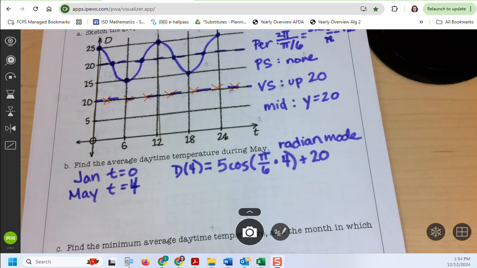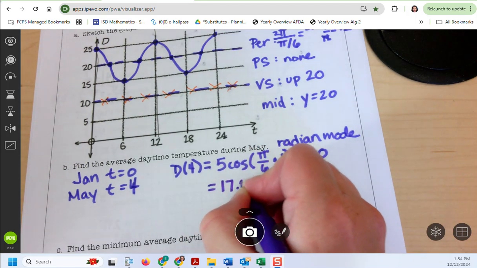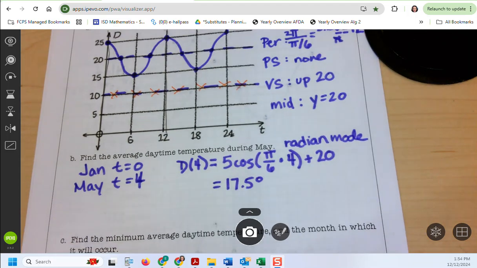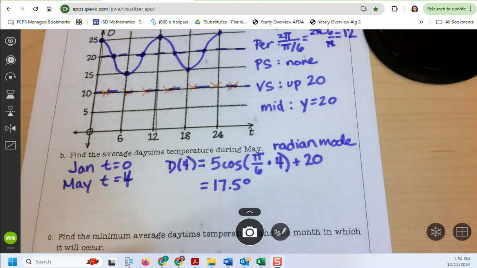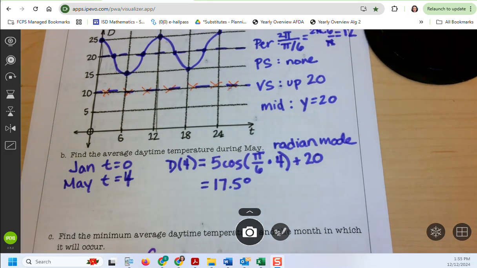All right, are you guys getting 17.5? Okay. All right, last one says find the minimum average daytime temperature and the month it will occur. So this we can find from the graph. Looking at the graph, what is the minimum temperature? 15 degrees.